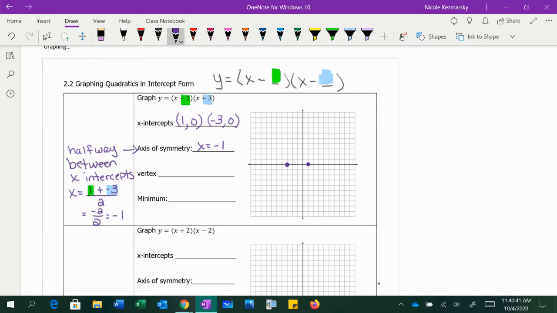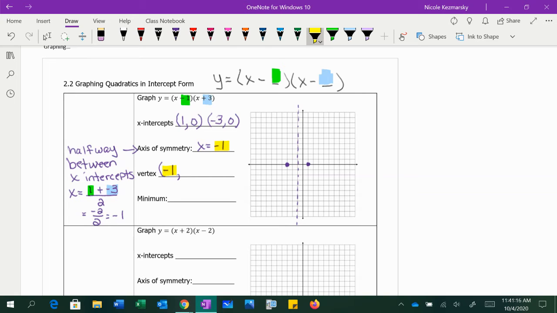So I'm going to go to -1. And this isn't actually on the graph. It's an imaginary line. So I'm going to sketch just a dotted line to represent an imaginary line. Then I'm going to finally find the vertex. So the vertex is going to sit on the axis of symmetry. It's going to be on that line. So I know for sure that the x-coordinate of the vertex is -1.